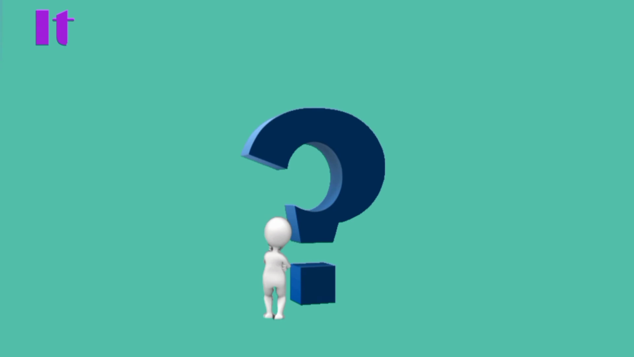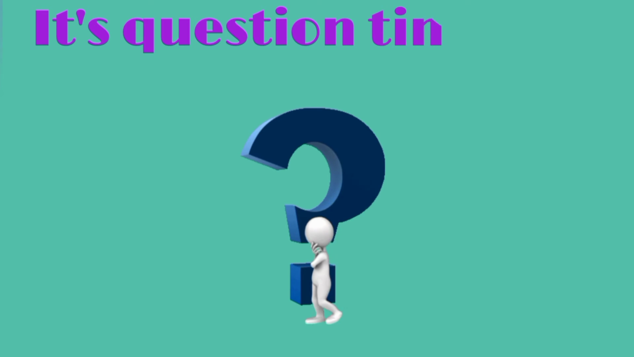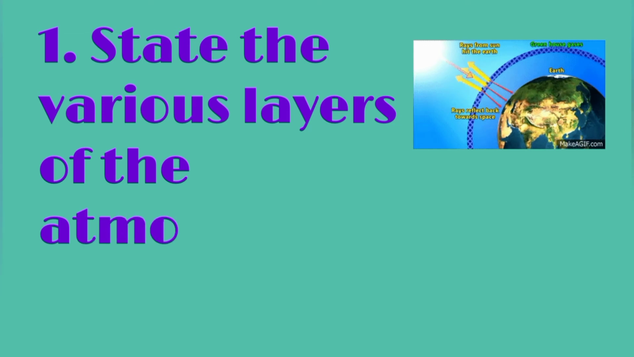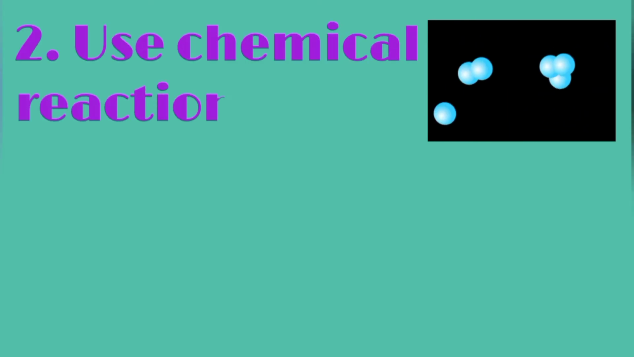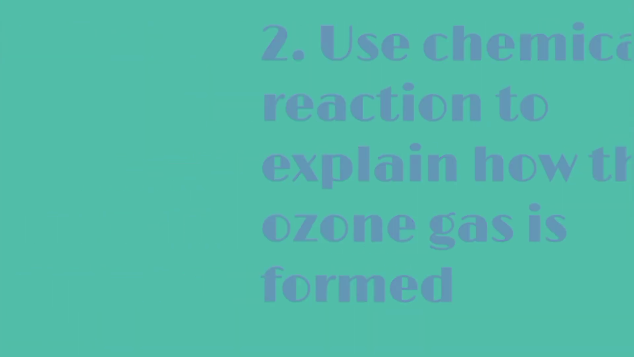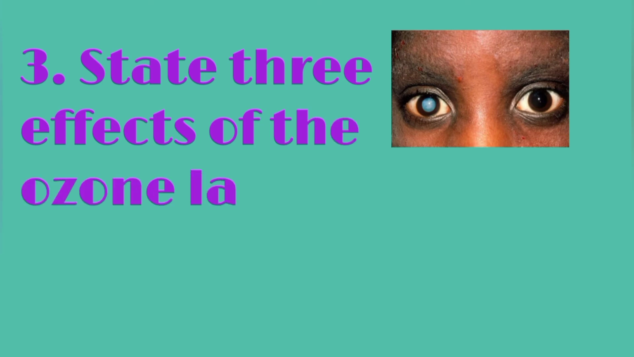Now is question time. I'm quite sure you understand the topic. All answers should be written in your notebook. Number 1. State the various layers of the atmosphere. Number 2 question. Use chemical equation to explain how the ozone gas is formed. Question number 3. State 3 effects of the ozone layer depletion.